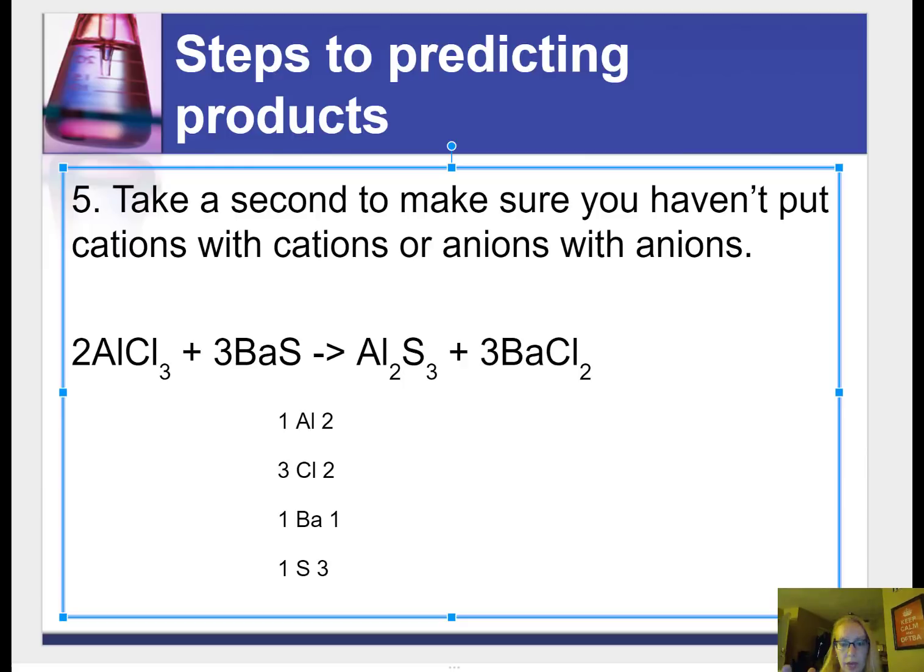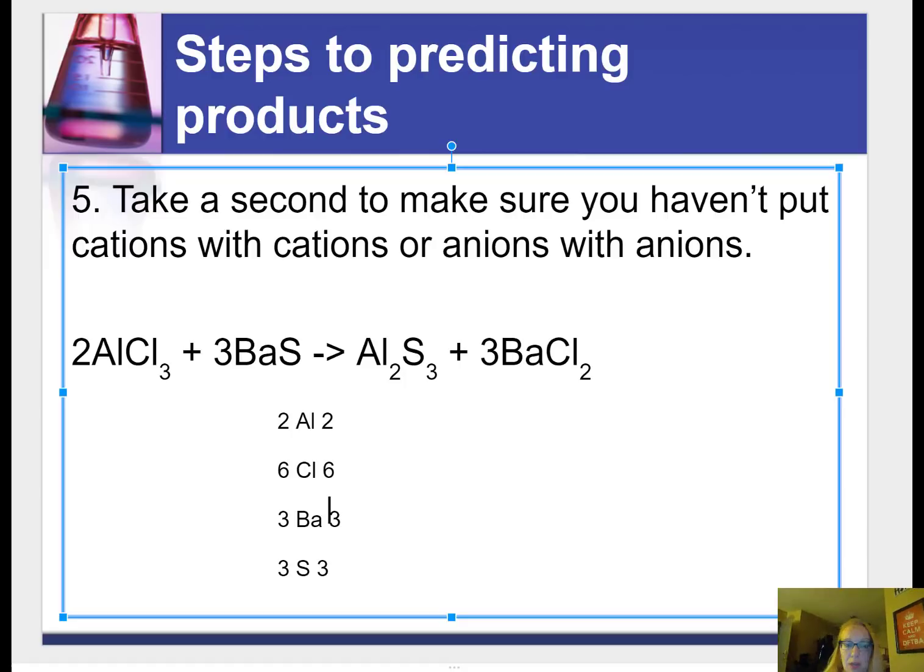So hopefully your reaction looks something like this. I've got 2 aluminum chlorides plus 3 barium sulfides to produce 1 aluminum sulfide and 3 barium chlorides. So now if I check, I've got 2 aluminums on the left and 2 aluminums on the right, 6 chlorines on the left and 6 chlorines on the right, 3 bariums on the left, 3 bariums on the right, and 3 sulfurs on the left and 3 sulfurs on the right. So everything left and right is equal, which is what it means to have a balanced reaction.